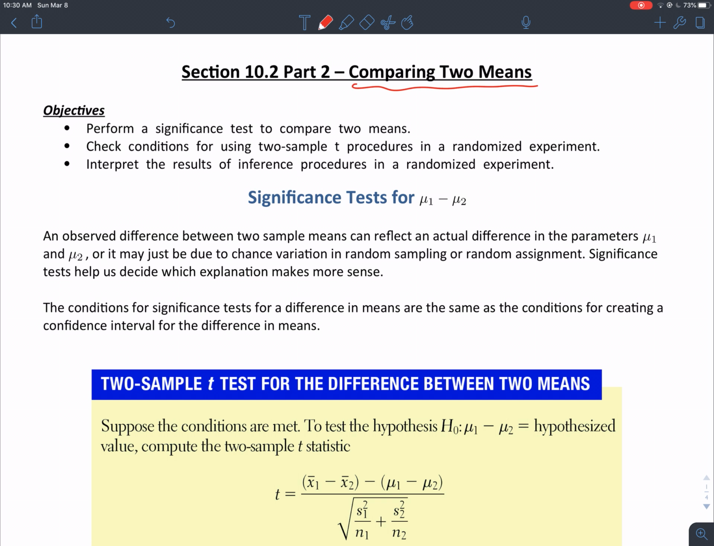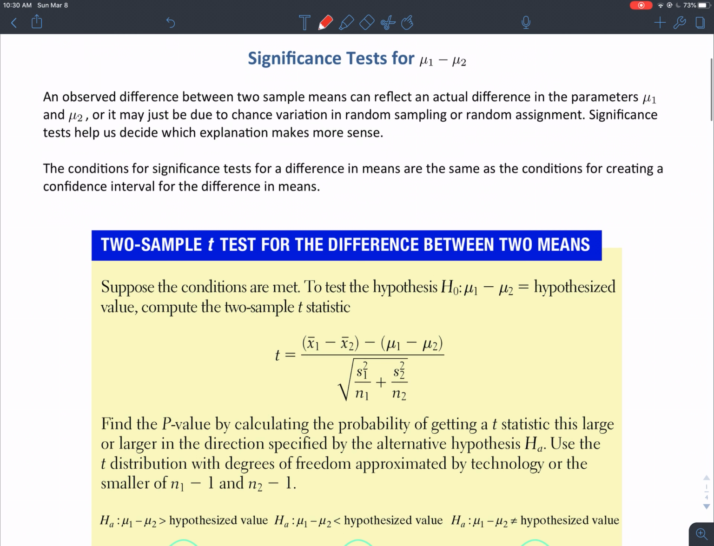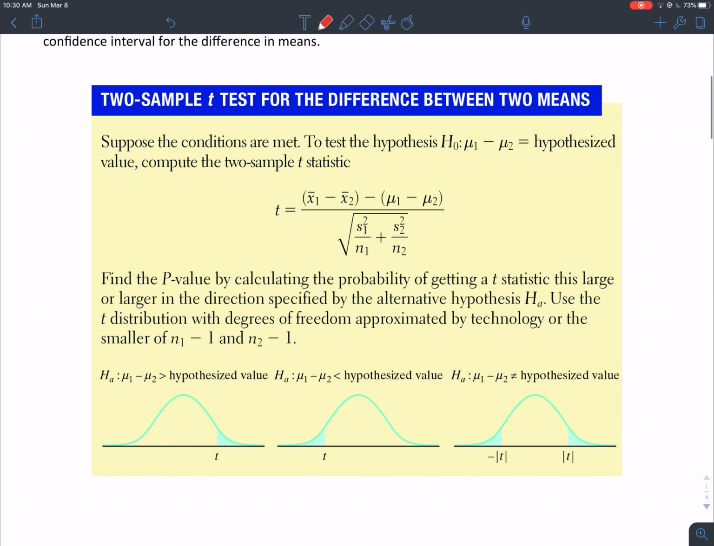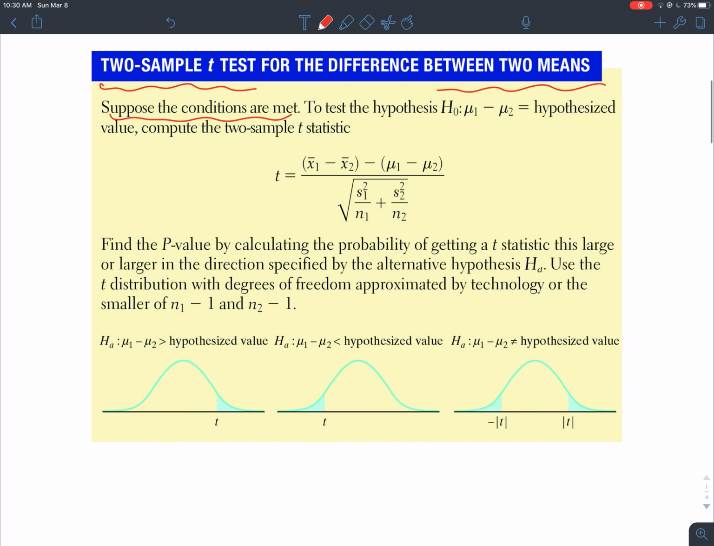All right. So I try and keep this video short. It will probably not be very short, but I'll try and keep it as short as possible. So I'm going to go over this stuff fairly rapidly. To do a two-sample t-test for the difference between two means, check conditions first. What are the conditions? Conditions are the same as for a two-sample t interval for a difference in means.